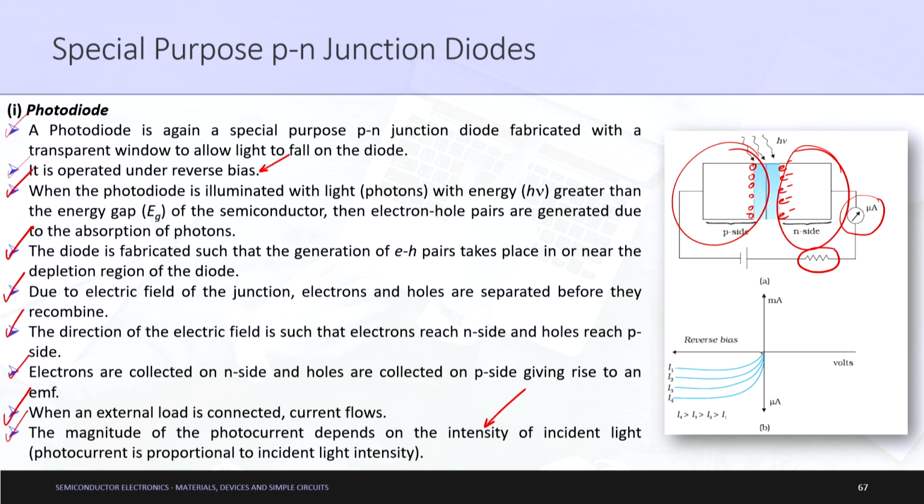As you can see, the current keeps on increasing. As the intensity is increasing, the amount of current is also increasing. So we can say that this current is directly proportional to the intensity. As you can see, the intensity keeps on increasing. Fine. So, let us move forward.